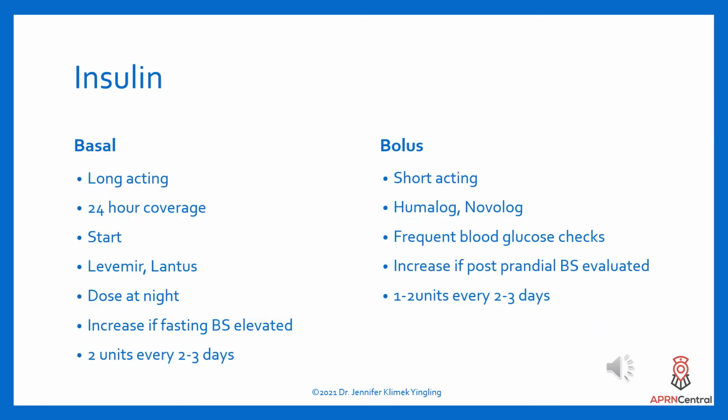Insulin, there's a couple different ways that we give insulin, and there's a couple different types. So there's 2 different types, specifically, that are basal and bolus. Okay, basal, these are long acting, and generally will get 24-hour coverage. They will usually be dosed at night. This is your Levemir, your Lantus. You want to increase the basal insulin if the fasting blood sugar is elevated, okay? And how do we adjust it?